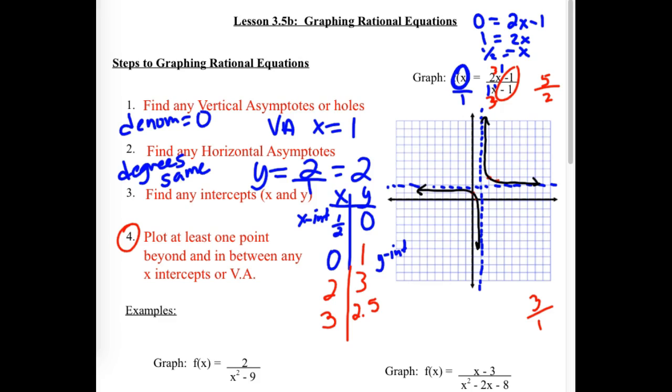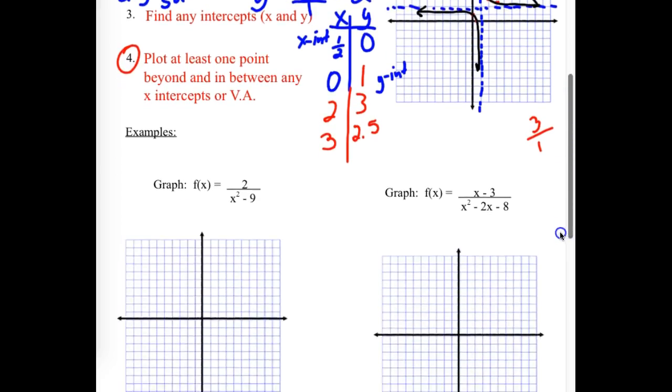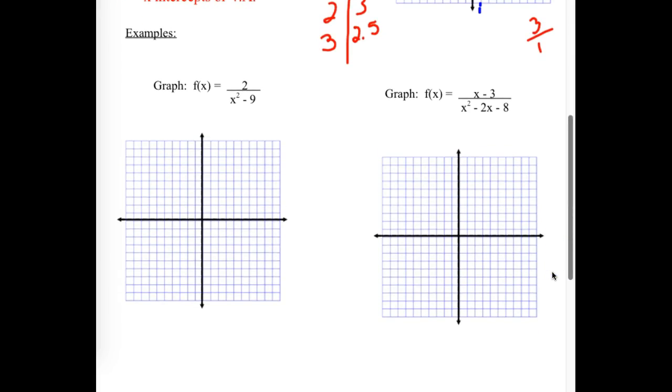Okay, based on the dots I have, that seems reasonable. But keep in mind, they won't always be that shape. All right, let's try another one. Is there anything I need to factor?